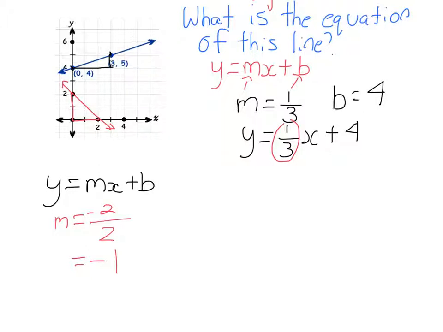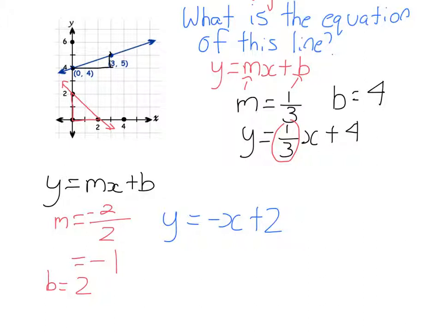The y-intercept, again, we can just read off that. That's positive. It's 2 in this case. b is 2. So we found m, we found b. Easy. The equation of this line is y equals negative x, or negative 1x, plus 2. Okay? How easy was that? So now you know how to find the equation of a line when you're given the graph.